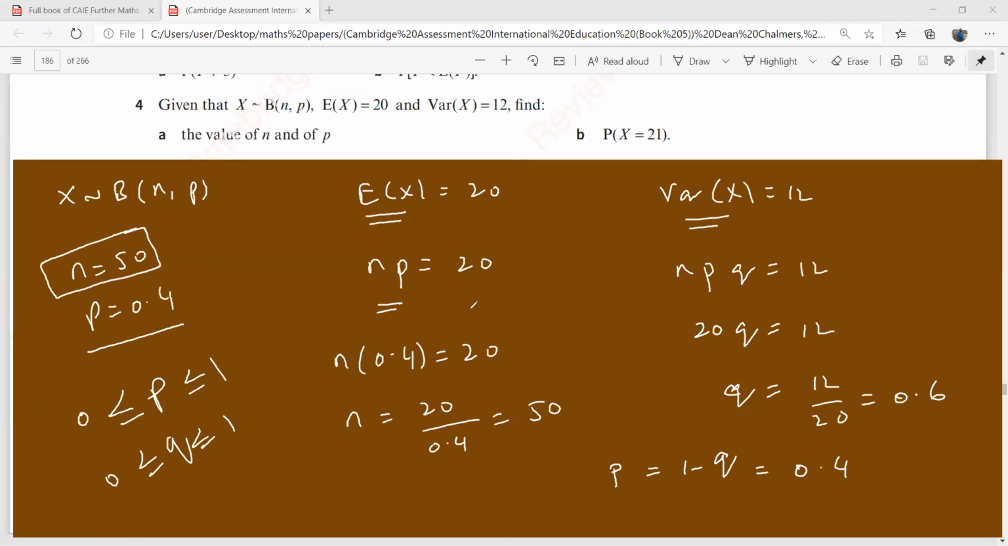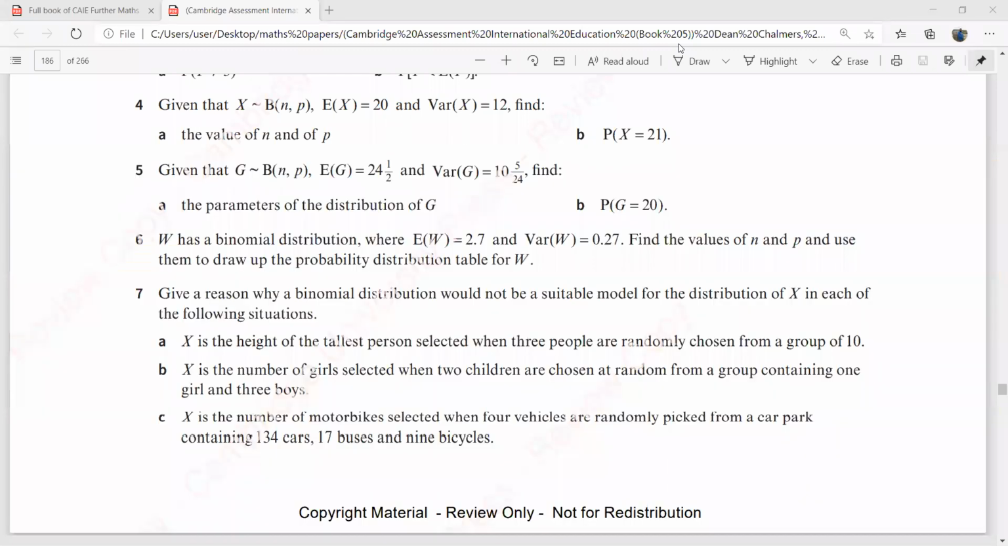Acha, so this way, you can try this question again, just to be sure about how to use these formulas.